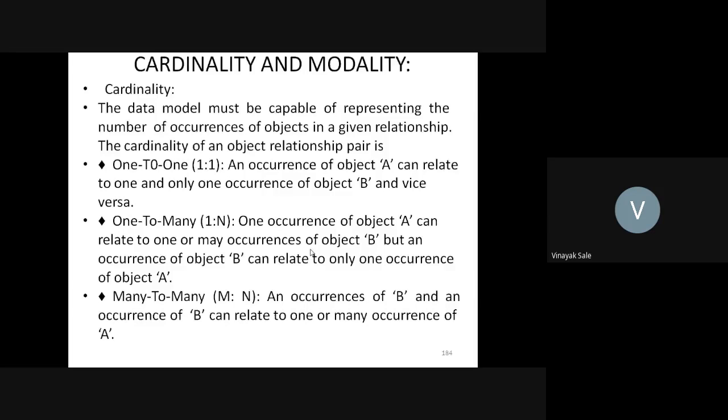Then there is cardinality and modality. So what is the cardinality? The data models must be capable of representing the number of occurrences of an object in a given relationship. The cardinality may be one to one, one to many, or many to many. So you know the relation between one to one, one to many, and many to many.